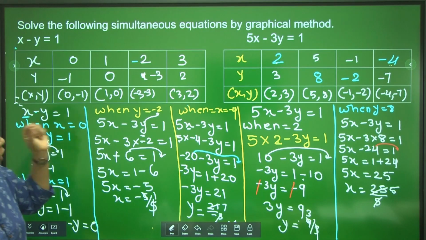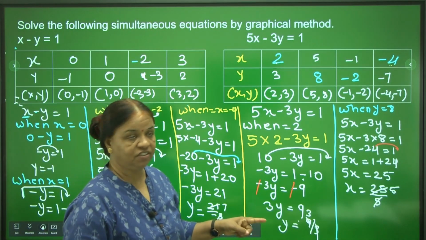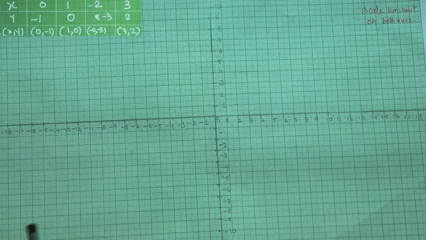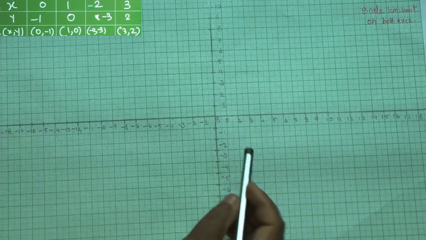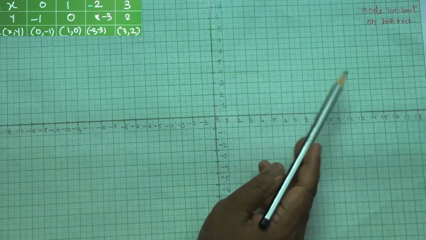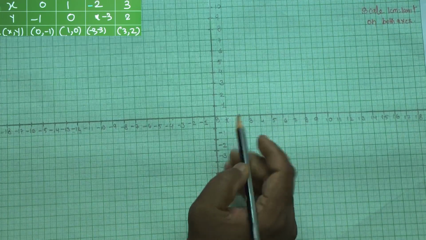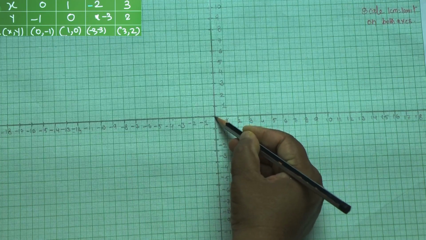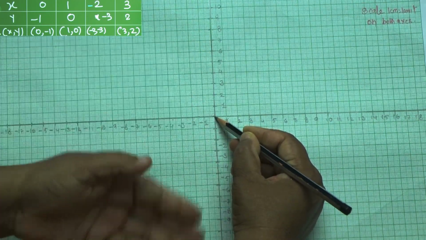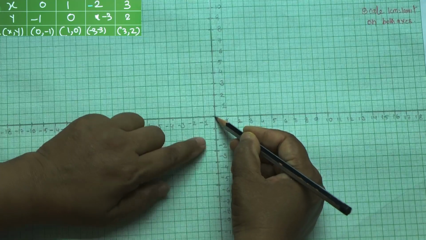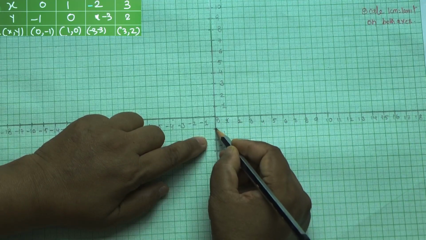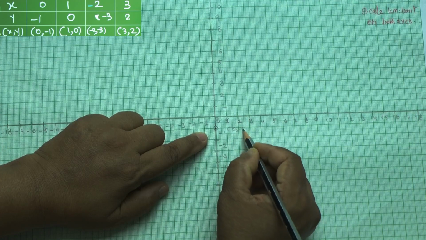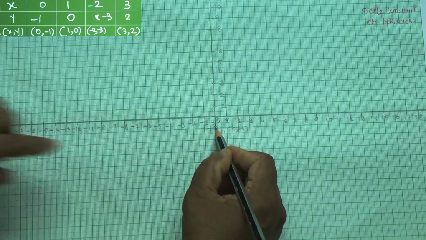Now we will plot them on the graph and observe the graph. So for the graph, x minus y is equal to 1. The coordinates are given here, children, 0 and minus 1, 0 on x axis and minus 1 on y axis. So minus is where? Below x axis. So I will move one step here. So 0 comma minus 1. This is my point.